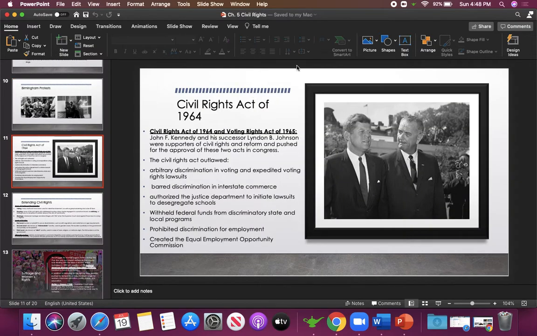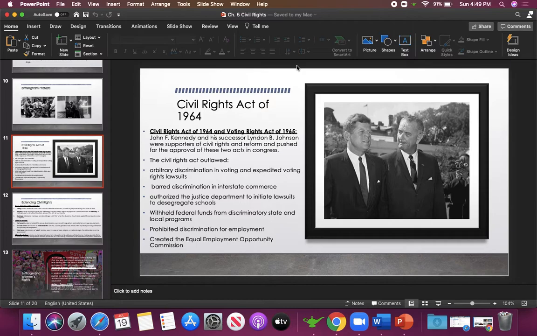So in 1964 and 1965, we get two of the biggest pieces of legislation that have to do with civil rights. We get the Civil Rights Act of 1964 and the Voting Rights Act of 1965. When JFK runs for office in 1960, he talks about civil rights and the need to do something about civil rights in our country, and he's very committed to creating some kind of change through legislation or whatever to deal with the issues that are going on in the South.